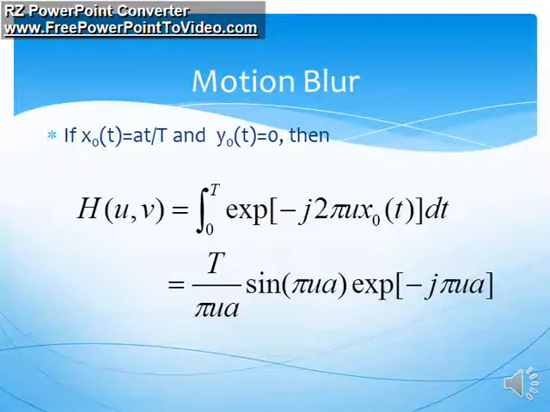Now these are the equations for motion blur which have been given here. So if we want to calculate or design any type of motion blur, then we have to follow this type of equation.